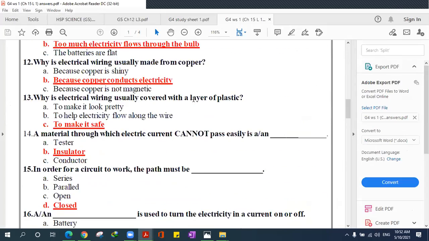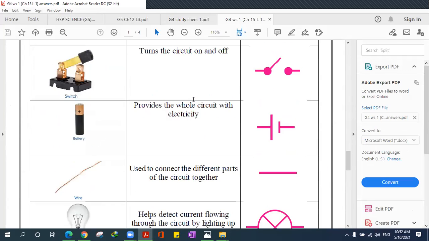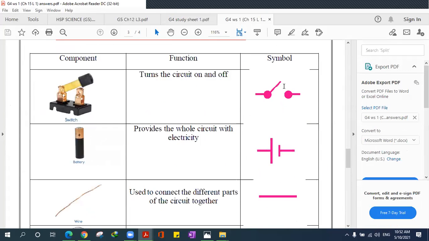Okay, and you can find all the answers on the SMS. And here you have a question that shows you the sample and the function. Function means the job. For example, this is a switch and it's an off switch. The switch is off because there's a gap in here. And what is the job of a switch? It turns the circuit on and off, so it controls the circuit.